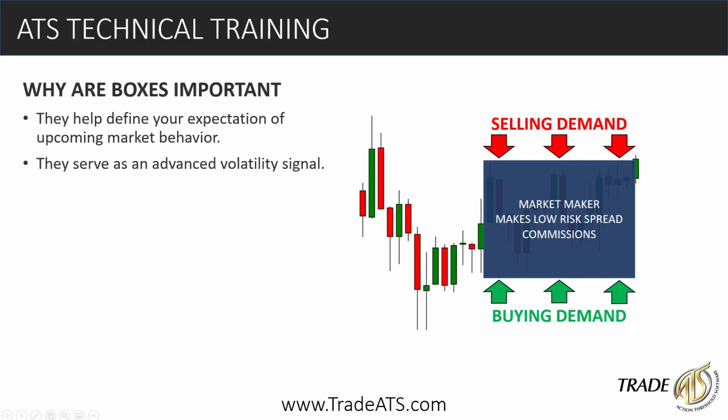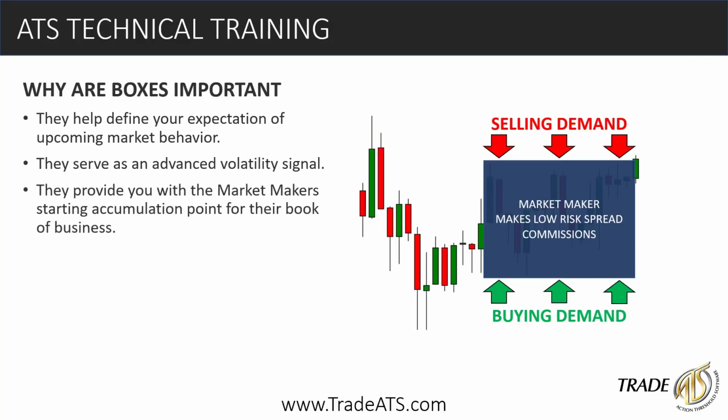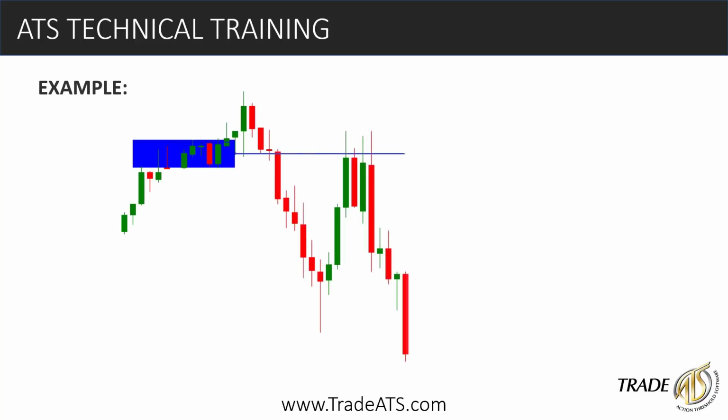Okay, so the next reason boxes are important is because they provide you with the market maker's starting accumulation point for their book of business. Let's take a look at another example here. Again, we have a box here. We had an expansion upward, came through, fell through the average price of that contraction period, came back up, held below, and then continued on down. This is a balance point of the market maker's book of business, and these levels provide us with the point of control for the different market maker significant levels where they're going to manage their book of business.